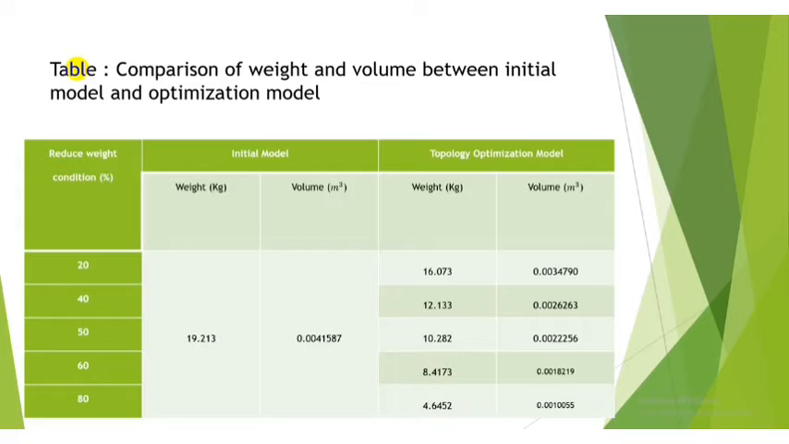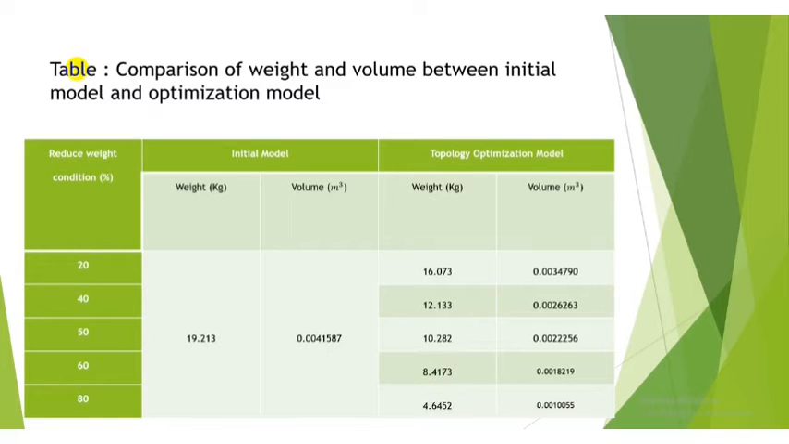As we can see here, we have reduced weight conditions, which are 20%, 40%, 50%, 60%, and 80%. We have the internal modeling result, and we have the topology optimization modeling. This is our previous data for the internal model, and this is our new data for the topology optimization model. So we reduce our weight until almost 20%. We go for the next.